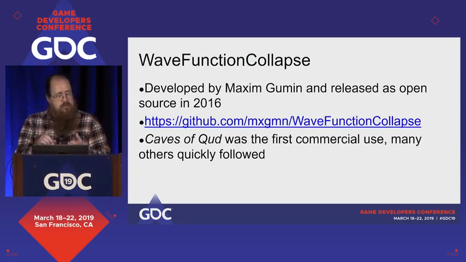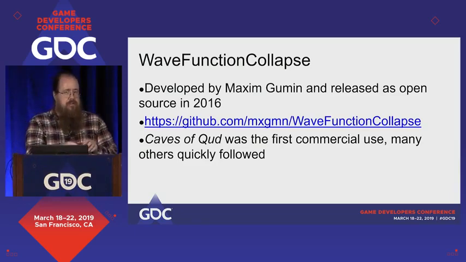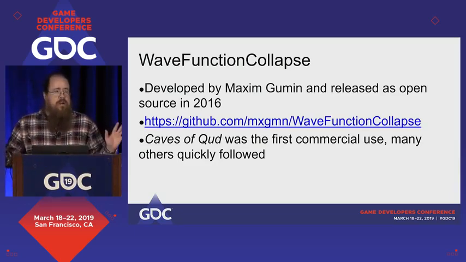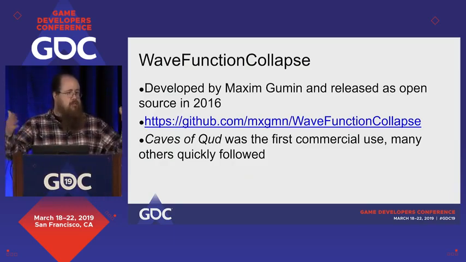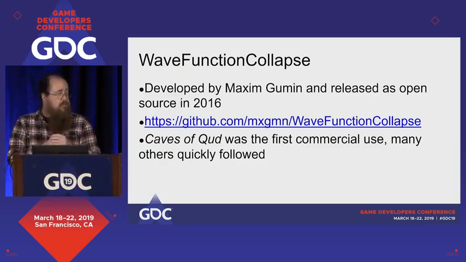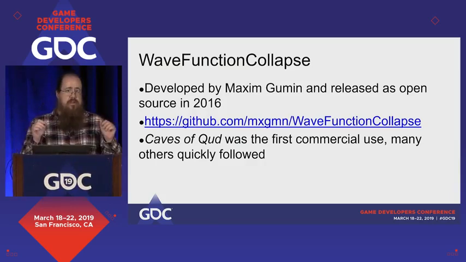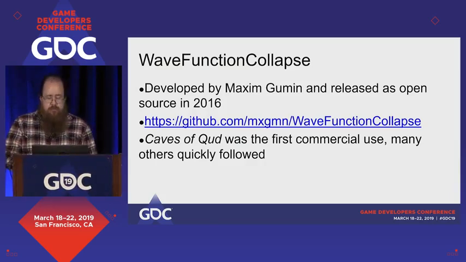So wave function collapse was developed by a Russian mathematician named Maxim Gumin, released open source, MIT licensed, and the repository's out here. It's in 20 different languages. You can go out there and download it now and use it. Hopefully after this talk, you'll be able to go out there and build it into your projects. Caves of Qud was its first commercial use. A bunch of others quickly followed because it's such a powerful technique.